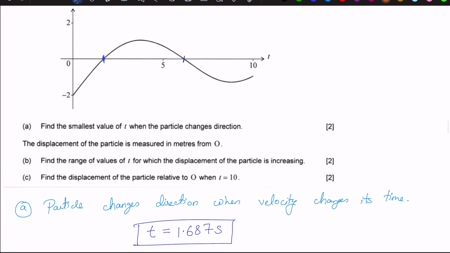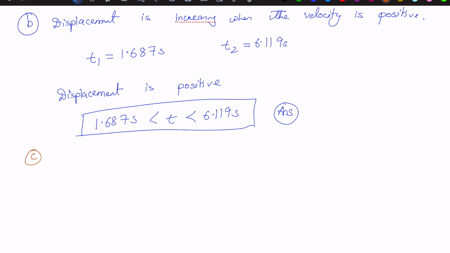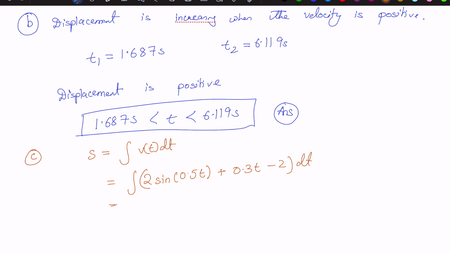Moving on to part C. We have to find the displacement of the particle relative to O when t equals 10. We know that displacement is the integral of velocity with respect to time. So first we'll do an indefinite integral. If I solve this integral, I'll get minus 2 cos 0.5t divided by 0.5. This will become 0.3 by 2 t squared, and minus 2 will become minus 2t, and we'll add a constant of integration. This is the equation of displacement with respect to time.